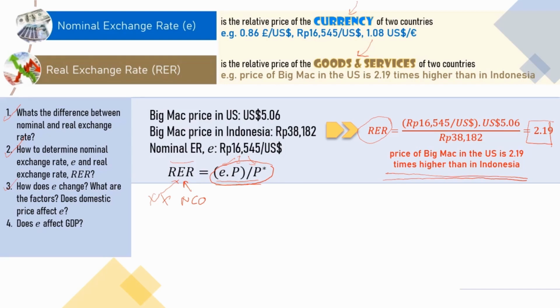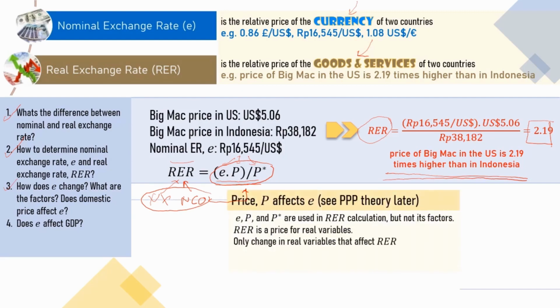Will net export and net capital outflow affect nominal exchange rate? Yes, they will, but in the long run, nominal exchange rate movement is more reflecting the movement of domestic and foreign prices as suggested by the purchasing power parity theory. So the answer for question 3 is clear. The answer is yes, domestic price does affect nominal exchange rate, and especially in the long run, it becomes even clearer.